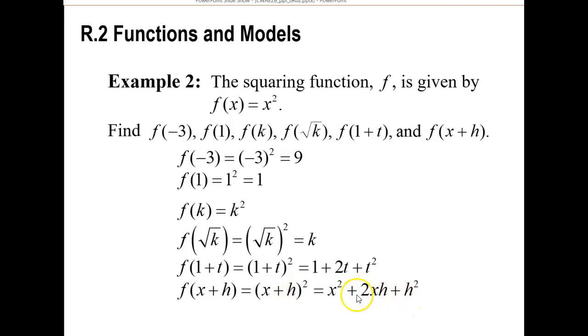So again, if you don't know the shortcut to squaring a binomial, which is square the first term, multiply these two things together and double for the middle. So that's the xh doubled. That's the 2xh. And then square the end. You would just write out x plus h times x plus h, do the distributing, and combine like terms.